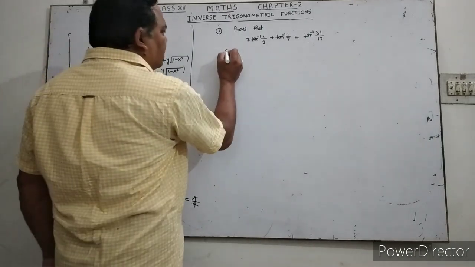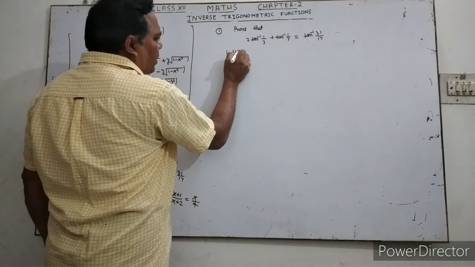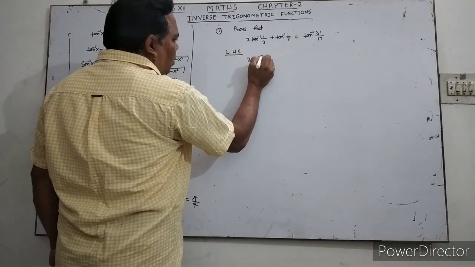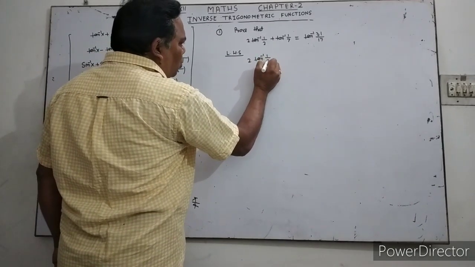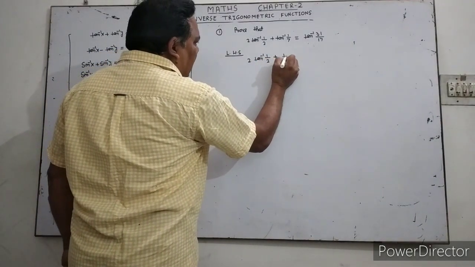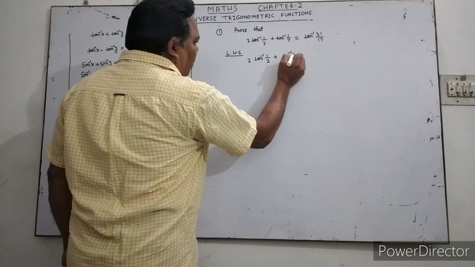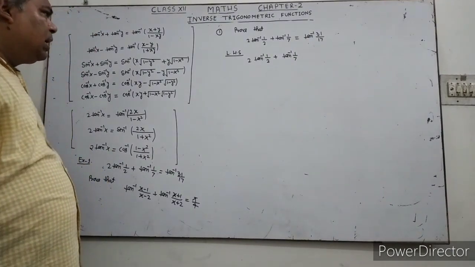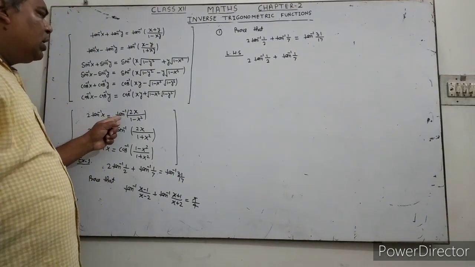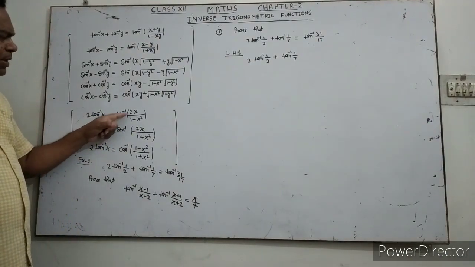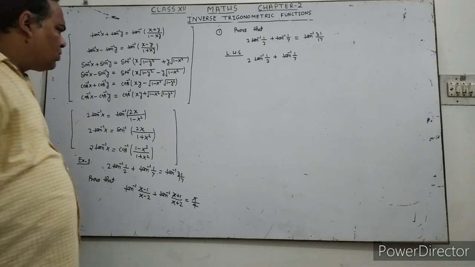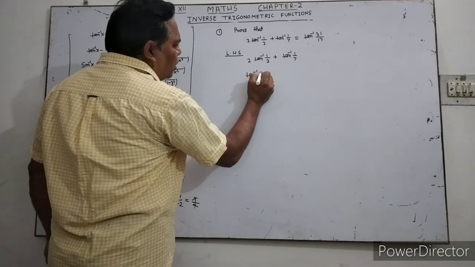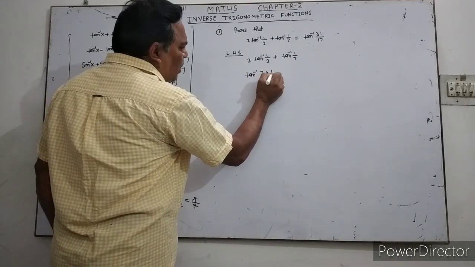Now, take the left hand side, 2 tan inverse 1 by 2 plus tan inverse 1 by 7. Now, 2 tan inverse x in the form of tan inverse x: 2 tan inverse x equals tan inverse of 2x over 1 minus x square. So this is tan inverse 2x, where x means 1 by 2.